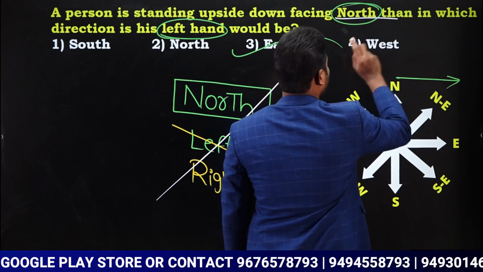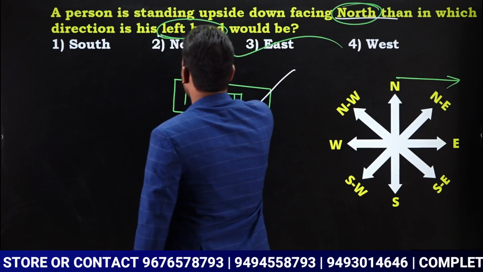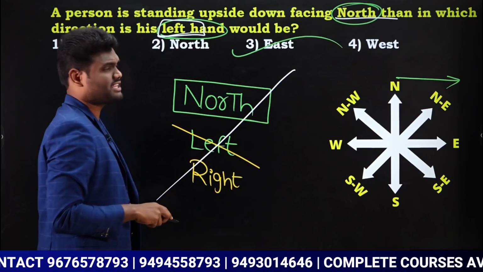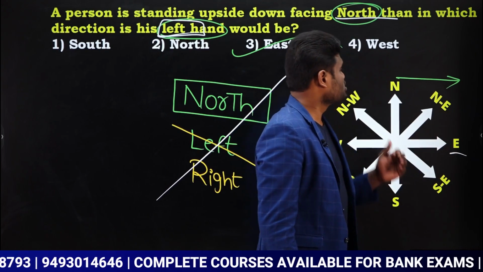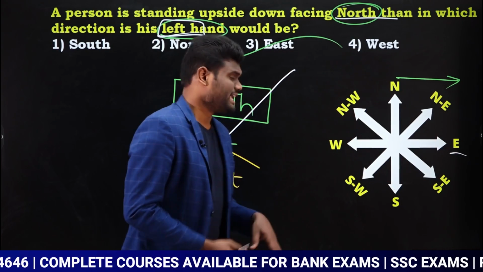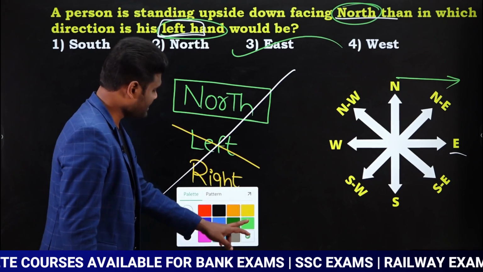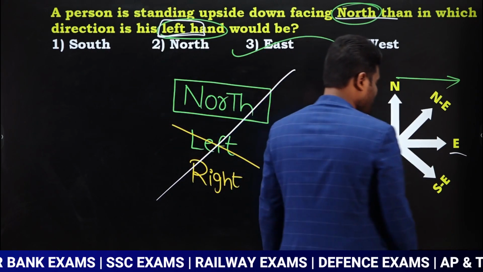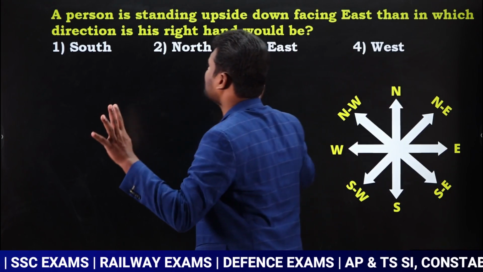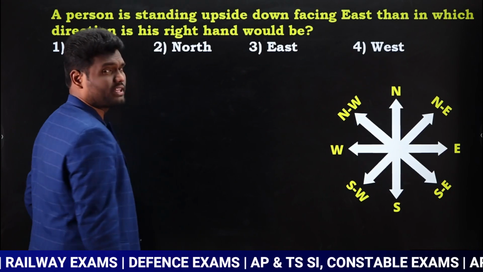In the question, the direction is nothing but north direction. It is given as left hand. You take it as right hand. Yes, north direction, right hand. North direction, right hand means east. So we can say directly the answer is east. Even if you need not represent all this, just for the purpose of understanding, I am representing this. Whenever you have upside down, just change the hand. Nothing more than that. Look at the next question.